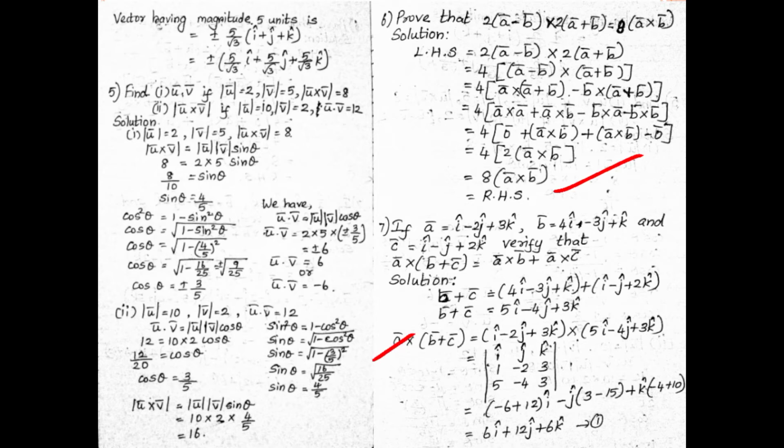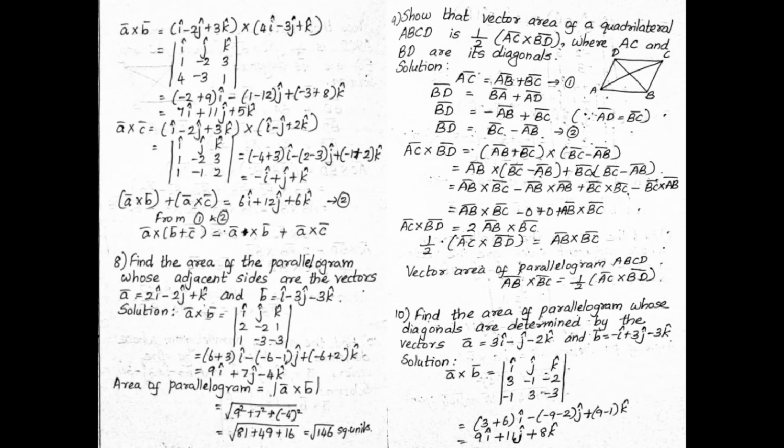So we get 6i plus 12j plus 6k is the first equation. Then second equation, a vector cross b vector, where a vector is equal to i minus 2j plus 3k vector. A vector cross b vector is equal to, write down the coefficients in the determinant form i j k, then 1 minus 2 3, 4 minus 3 1. Solve this determinant, so we get 7i plus 11j plus 5k.